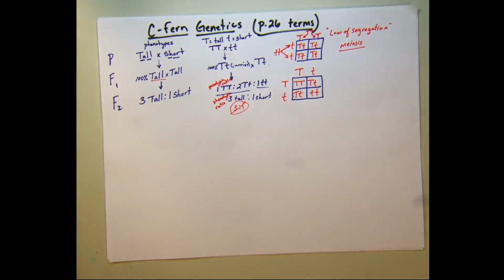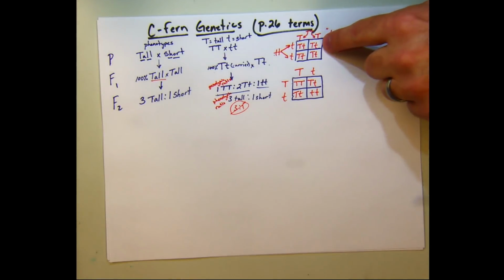So these are the possible gametes. Now I'm going to continue with page 28, which discusses the dihybrid cross. Because what we just saw here is a monohybrid cross.